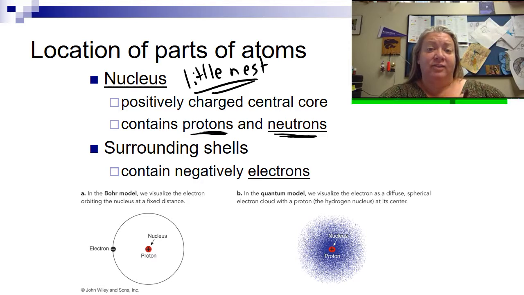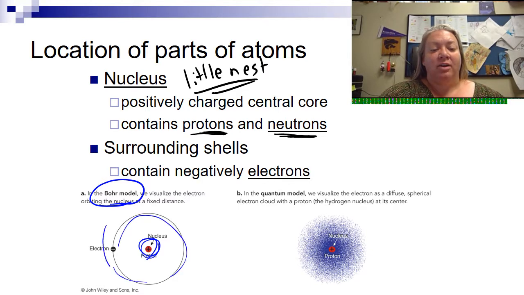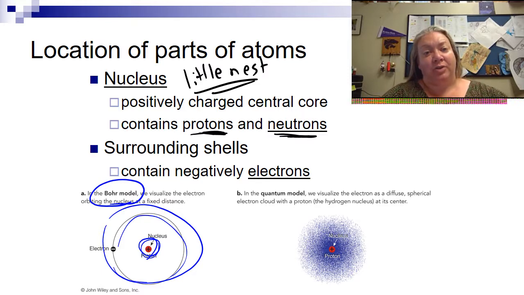Surrounding that nucleus, that little center core, are going to be our electrons. Now, the electrons are not in a random order. There is some rhyme and reason as to where they're at, but it depends on what model you look at. So on the bottom left, we have the Bohr model. Remember, it was the planetary model where the nucleus is in the center, looks like a little sun, and then the electrons are in orbits around that central location. Now today we know it's not a perfectly circular orbit.